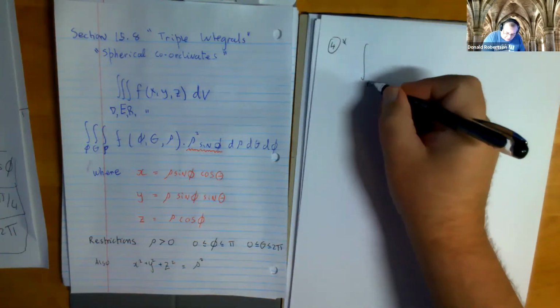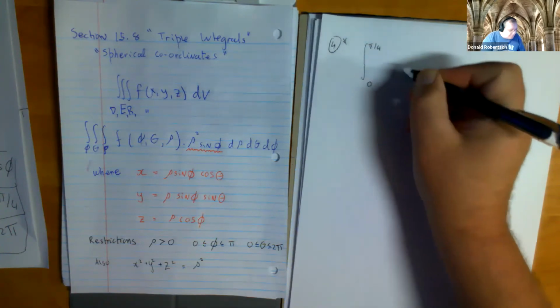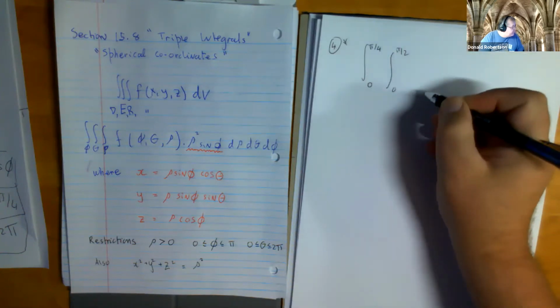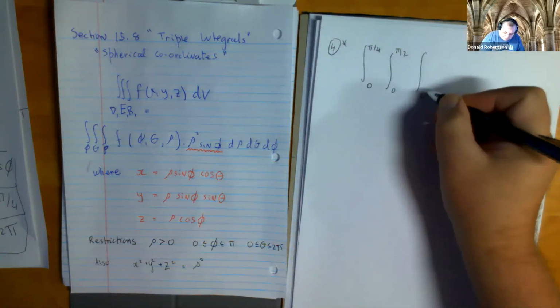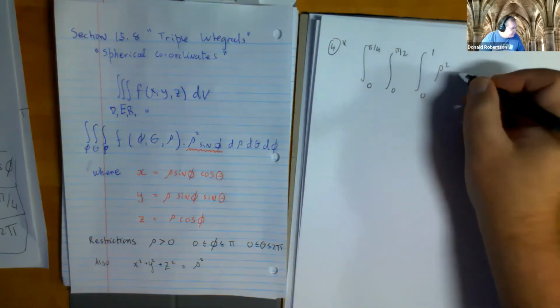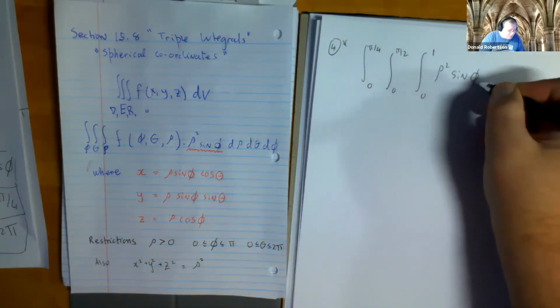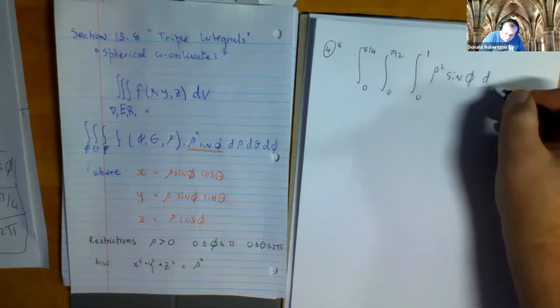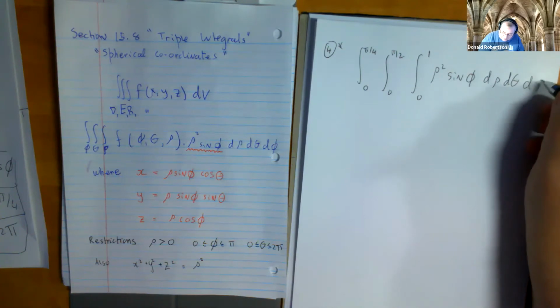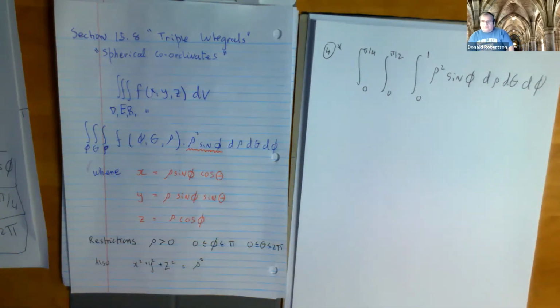Suppose I give you the integral from 0 to pi upon 4, the integral from 0 to pi upon 2, and the integral from 0 to 1 of rho squared sine phi d rho d theta d phi. So there is already basically a triple integral using the spherical coordinate system.